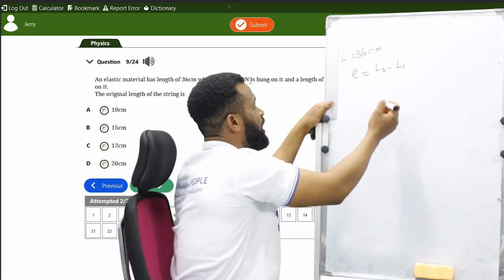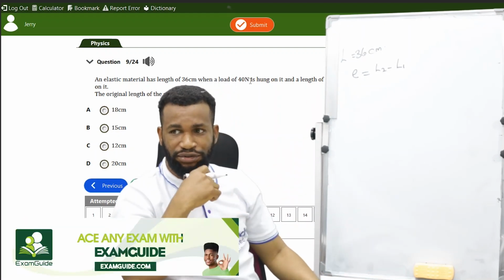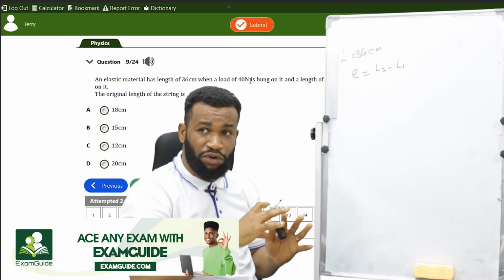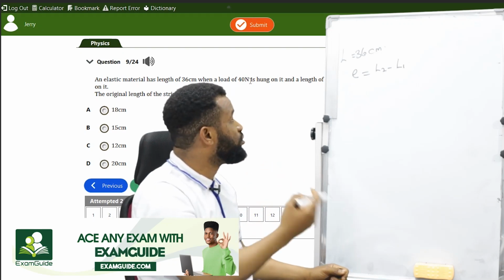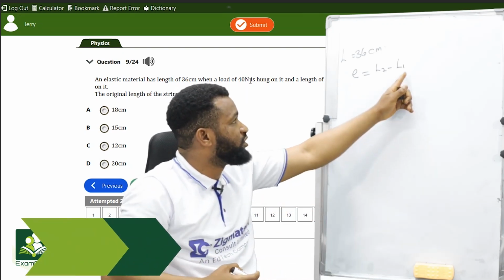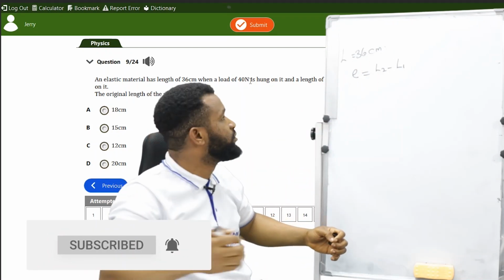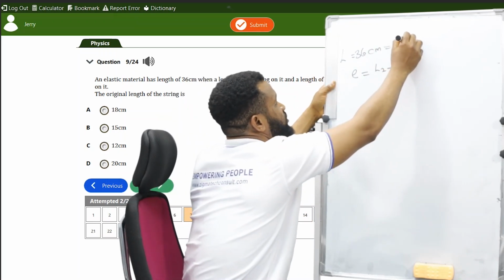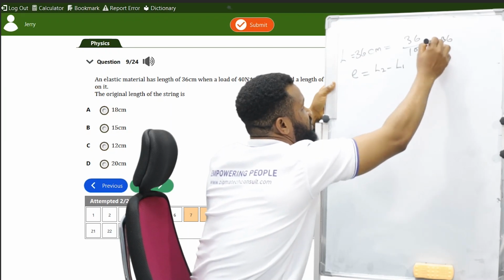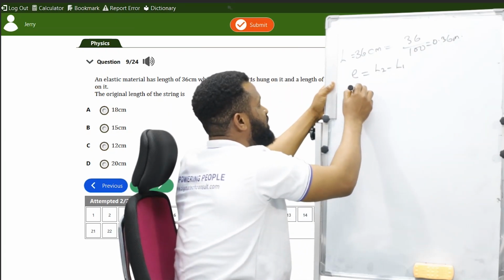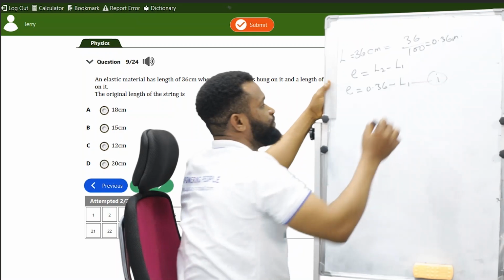Therefore, I'm not going to use this 36 as my extension because it is just what was extended when that force was hung on it. Therefore, I don't know the extension and I don't know my original length, but I know L2 because this 36 is what extension gave you. But then I have to convert it to meter. So 36 divided by 100 is going to be 0.36 meters. So I'm going to have that E is going to be equal to 0.36 minus L1, equation 1.